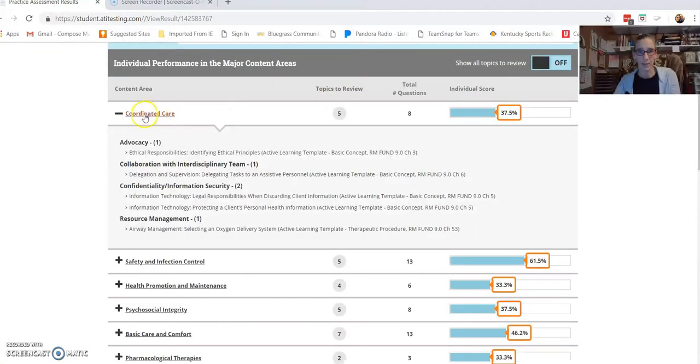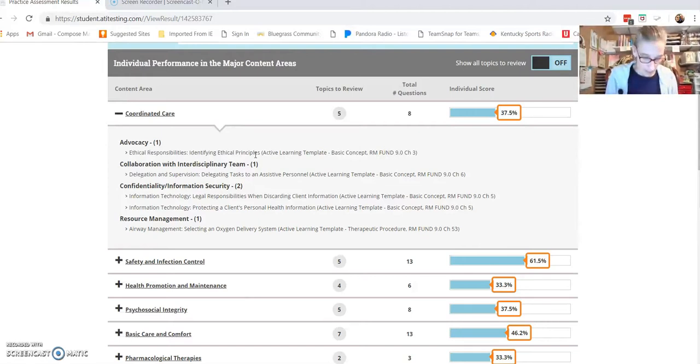When I open this up, I clicked on coordinated care. I have 5 topics to review. The first one says ethical responsibilities, identifying ethical principles. When I'm writing this out, and they need to be handwritten, let me grab some paper. You're going to write out, number 1, once you print this, you're going to number that. So you're going to put a 1 beside that. So on your paper, you're going to put 1.